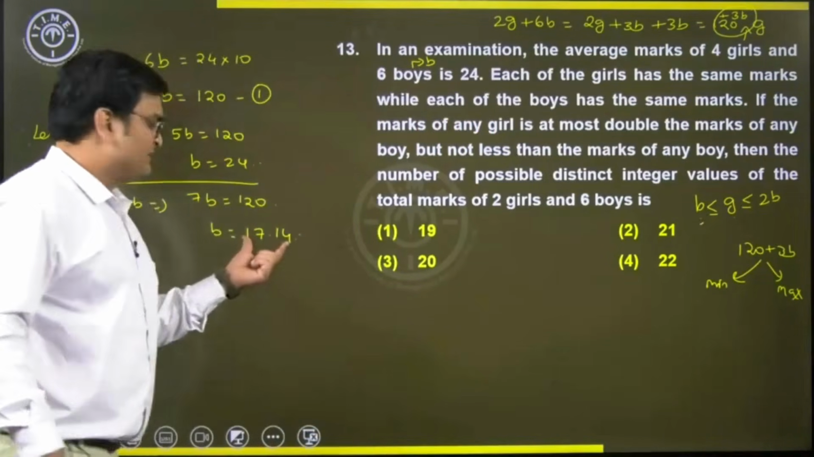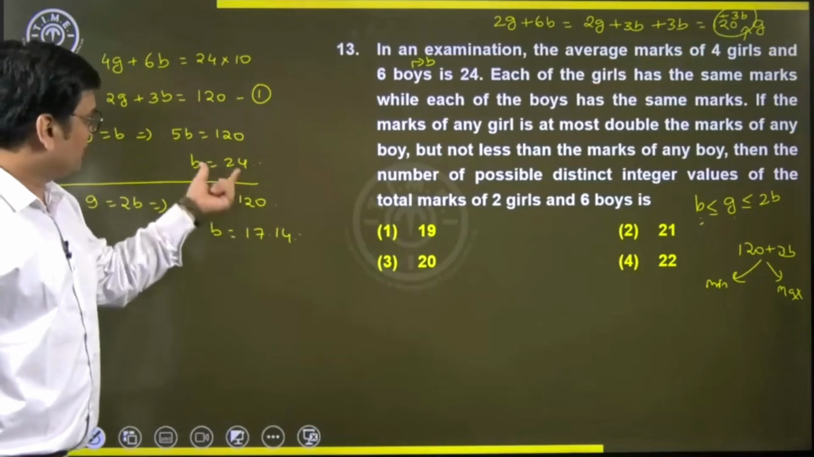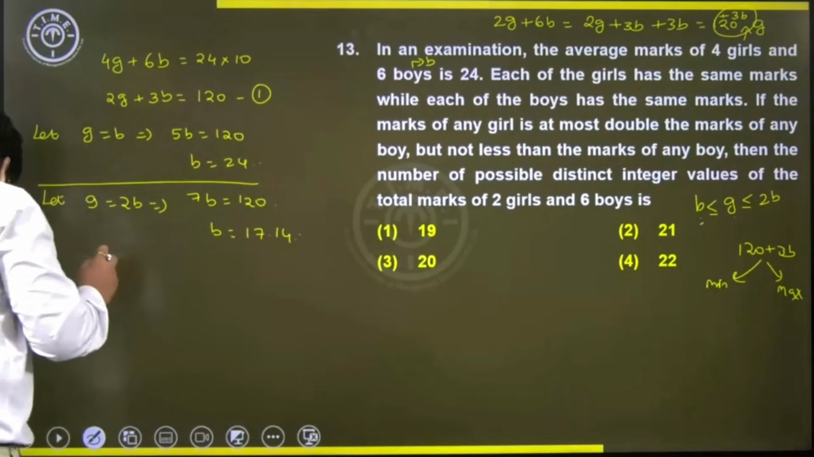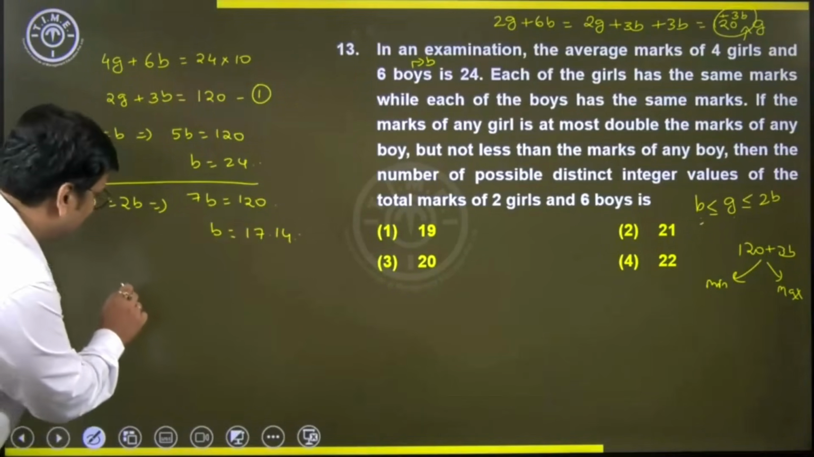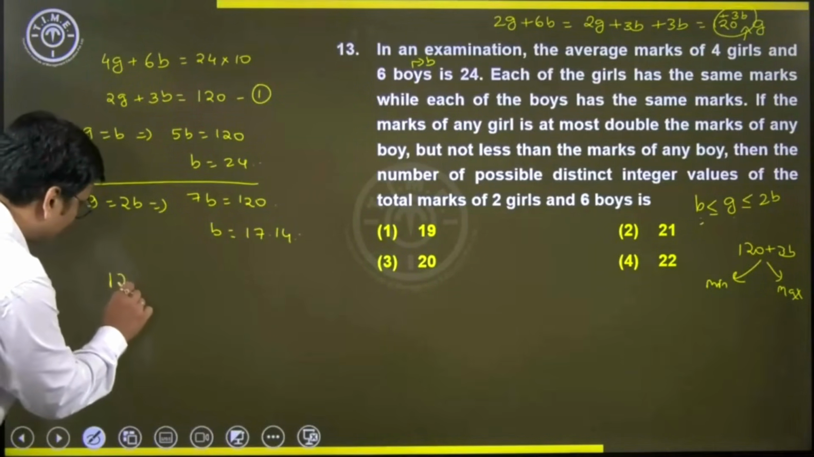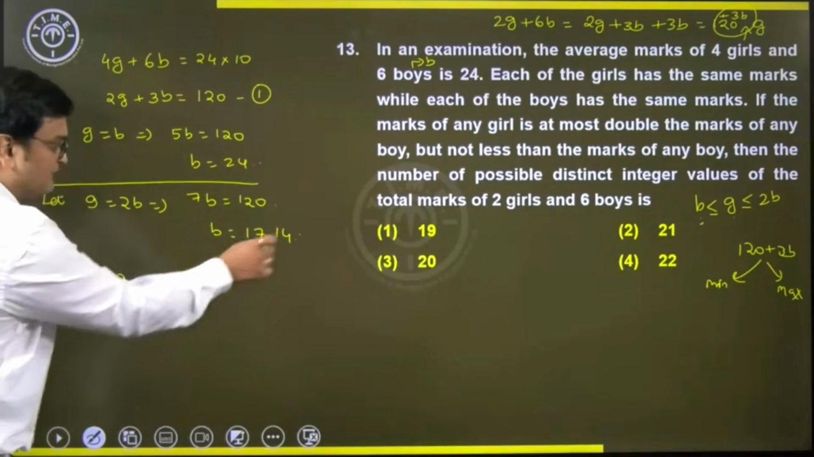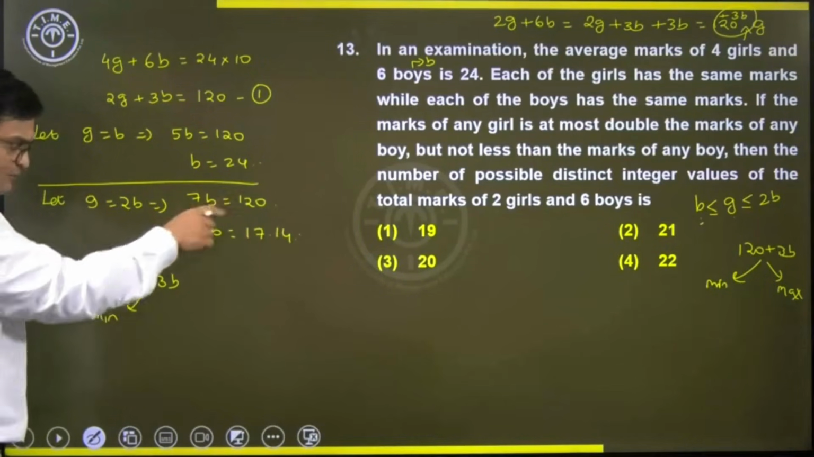So, the minimum value for B I see is around 17.14, and the maximum value is 24. He is asking us what can be the number of integral values for 120 plus 3B. So, 120 plus 3B. What about the minima? For minima, I will put B as 17.14.